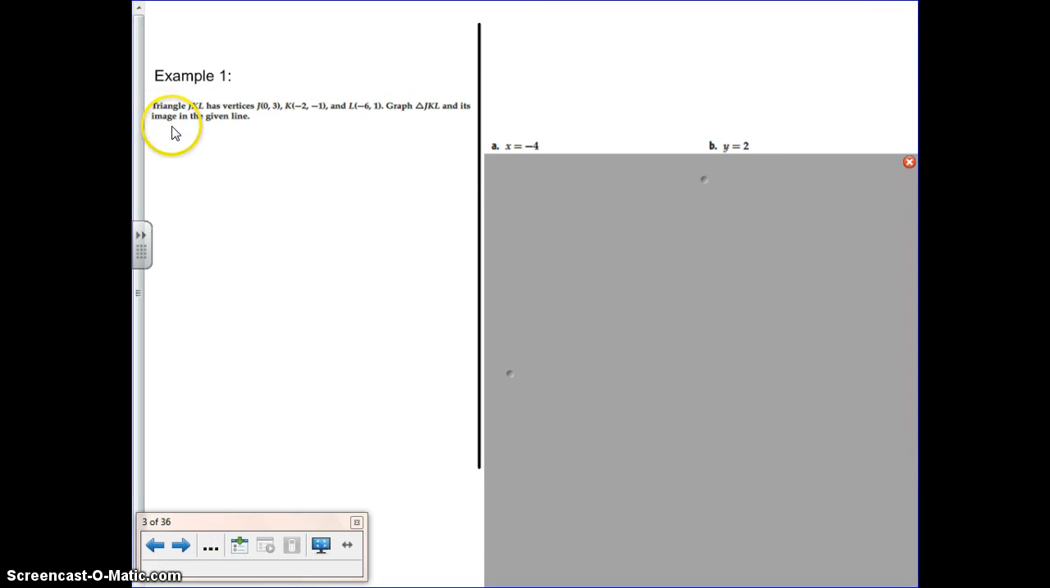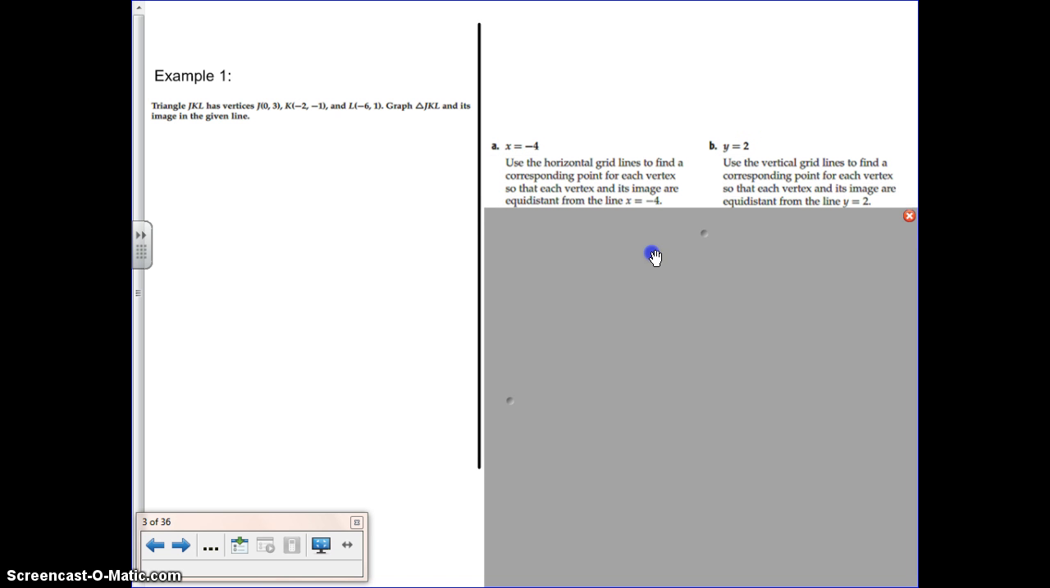So, for example 1, triangle JKL has vertices as seen here. Graph that triangle first and its image in a reflection to the given line. So go ahead and first graph the triangle, pause the video, and then draw these two lines next to the triangle: x equals -4 and y equals 2. Once you've done that, let's focus on what you're going to do next.